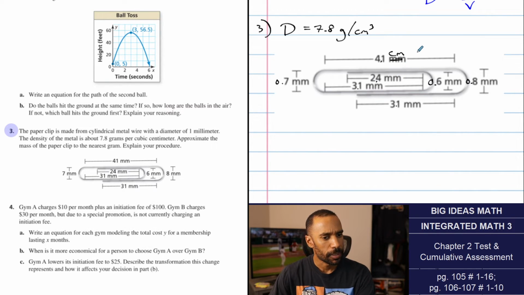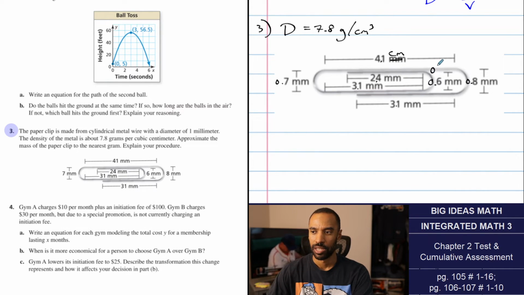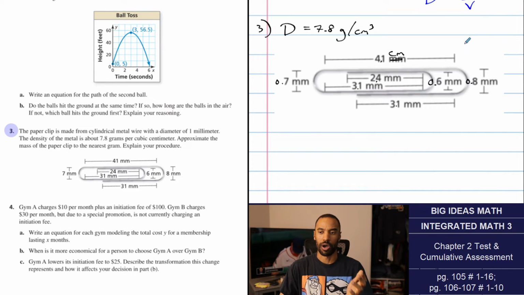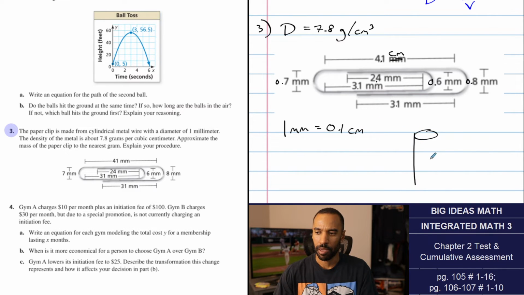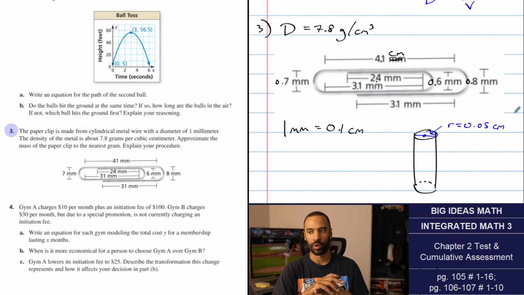Geez, what was the width? 1 millimeter width of this. I believe it for paper clips. It's very small. So 1 millimeter is also 0.1 centimeters. Now, imagine this is the cylinder of the paperclip, just a portion of it that's kind of cut off right there. That's a 1 millimeter diameter. So that means the radius is 0.05 centimeters. It's half of 0.1 centimeters.